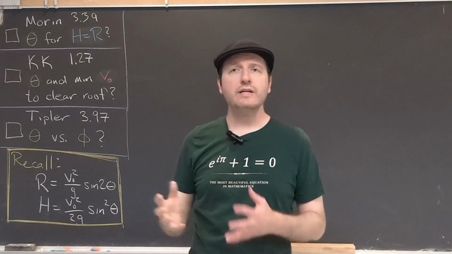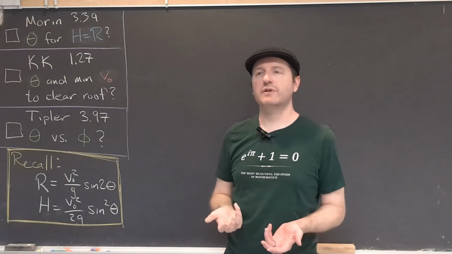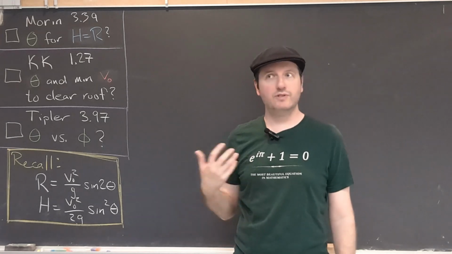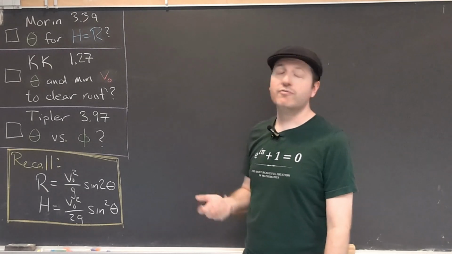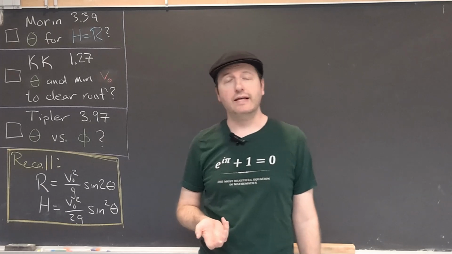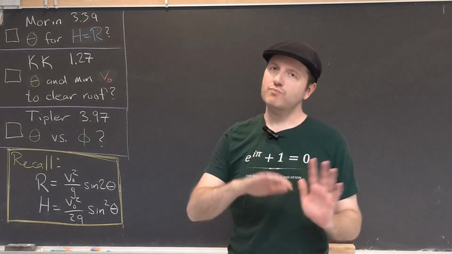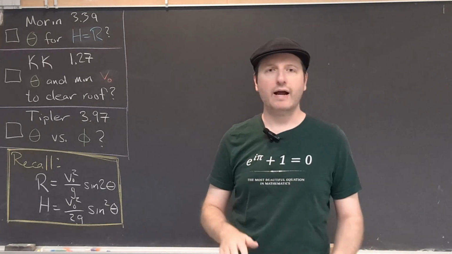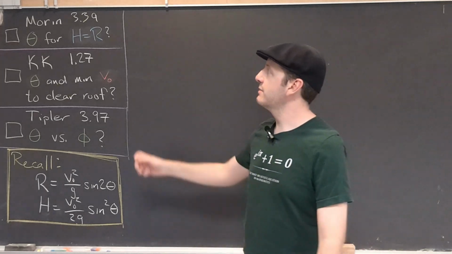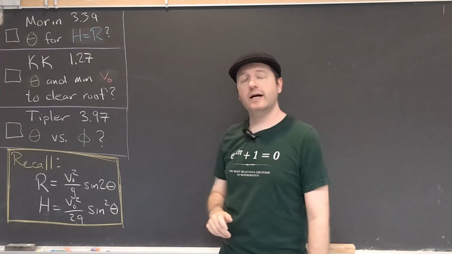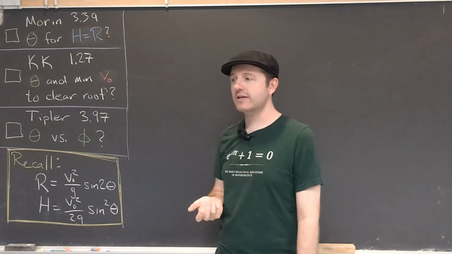Today I'd like to look at three different problems that come from a couple different introductory mechanics course textbooks that involve projectile motion that we've been looking at in the last lecture, two-dimensional, level ground, no drag or anything like that. One of them comes from Morin's classic Introduction to Classical Mechanics textbook.